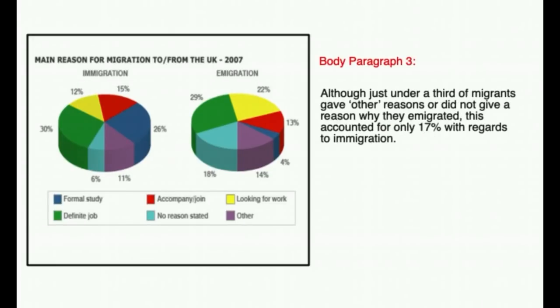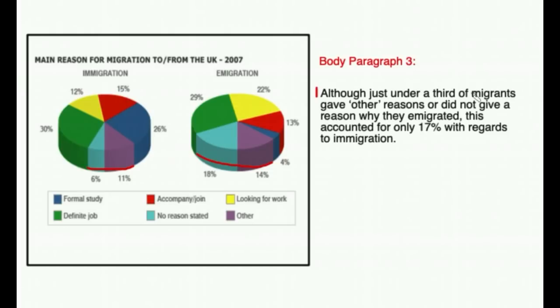In the final body paragraph, no reason stated and other have been discussed. Although just under 1/3 of migrants gave other reasons or did not give a reason why they emigrated, this accounted for only 17% with regards to immigration.